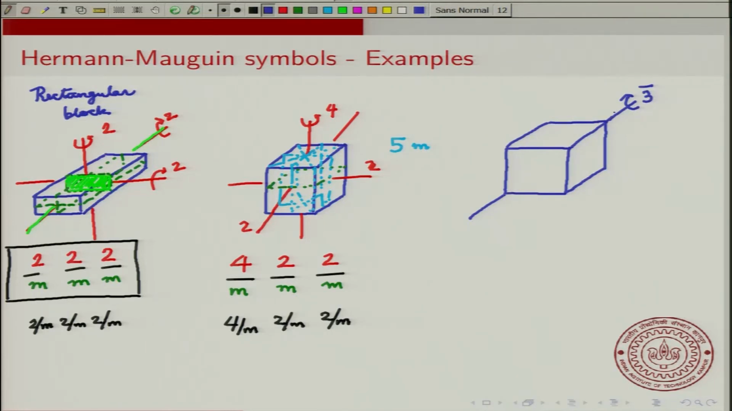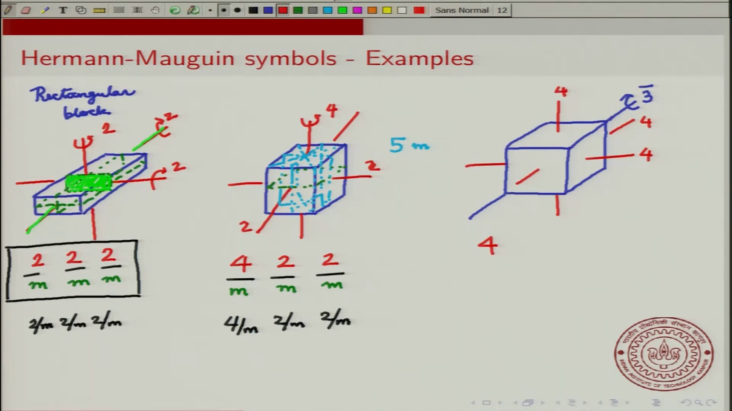So, this is not a perfect cube. You imagine that there is something that converts this 3 axis into a 3 bar axis. Okay. So, you have 4 3 bar axis. And now you can write. So, you still have the 4-fold axis. The 4-fold axis is still there as it is. So, you have this, and so you have 3 4-fold axis. So, this is a 4, 4 and a 4.